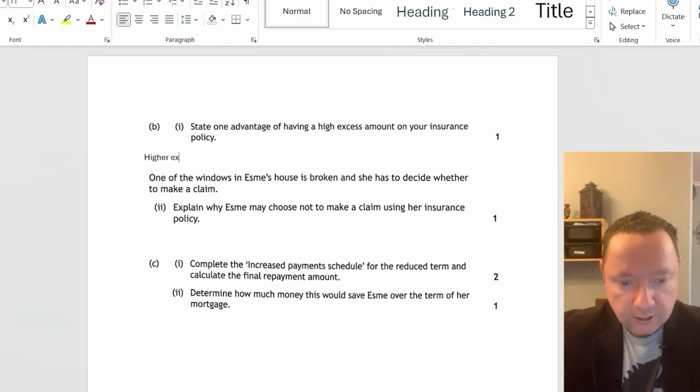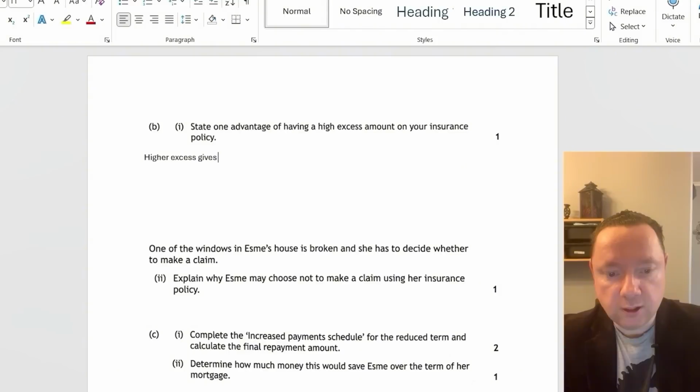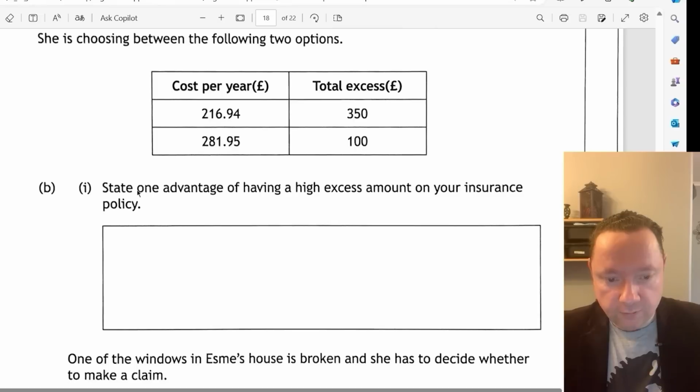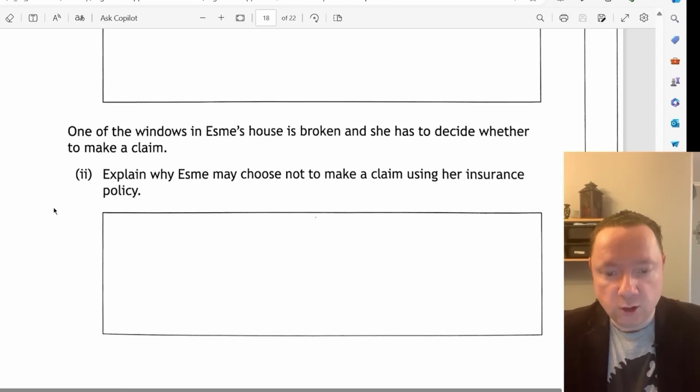Higher excess gives a smaller cost per year. So that's 1. That's an advantage. Part 2, one of the windows in Esme's house is broken. She's deciding whether to make a claim. Explain why Esme may choose not to make a claim using her insurance policy.